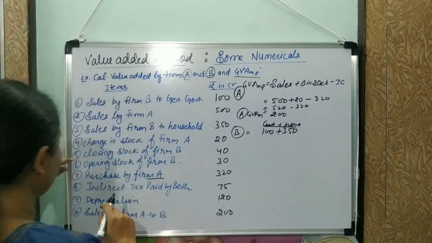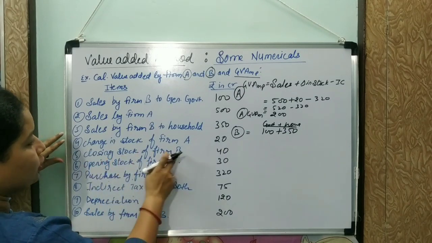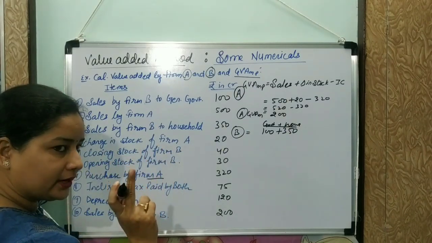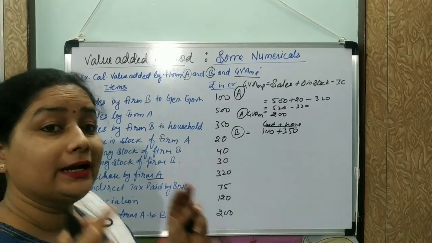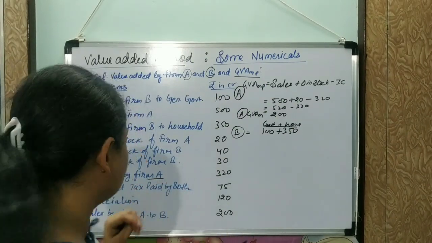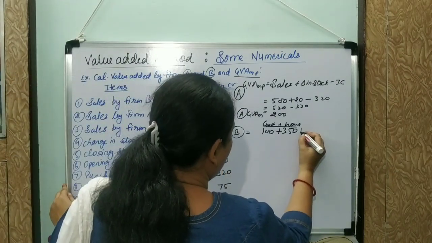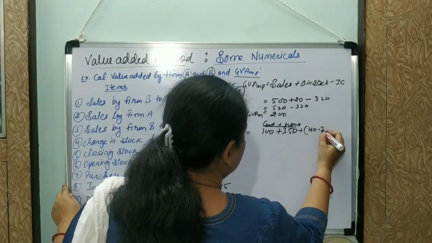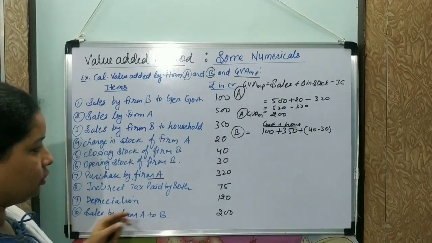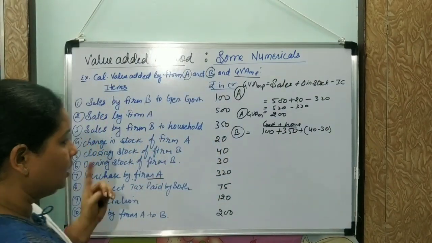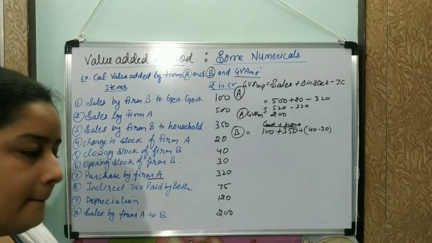So change in stock. Here you are given closing stock of B, opening stock of B. So B के आपको both components have been given to find out your net change in stock. So this is 40 minus 30, because change in stock, how will you calculate? Closing stock minus opening stock. So 40 minus 30. In this way we have calculated. Now we have to find out intermediate purchase.